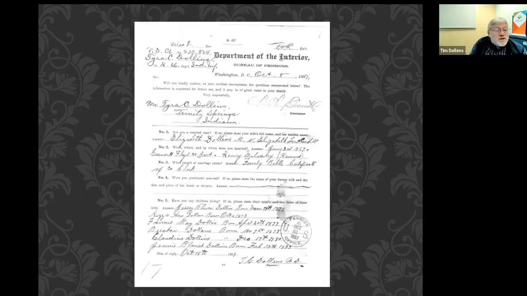Here's the Department of Interior, where there's another form they're filling out. And this at the very bottom is the cool thing because it shows the birth of all their children. So right there, you've got a family record basically. So again, very cool records for you to request.